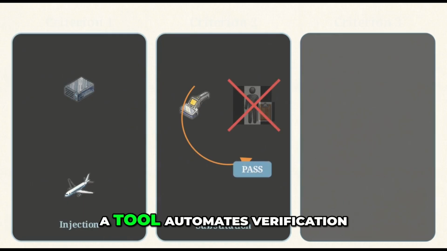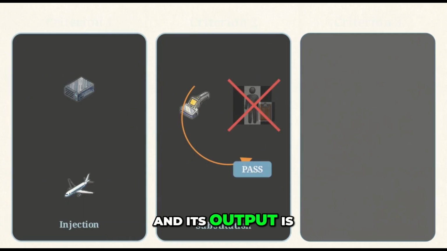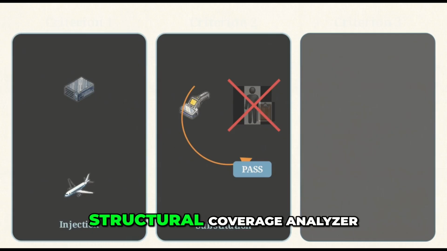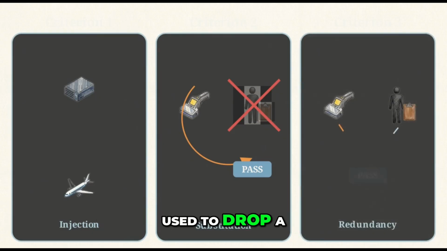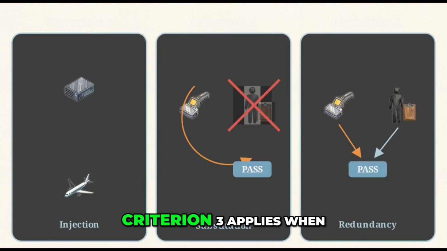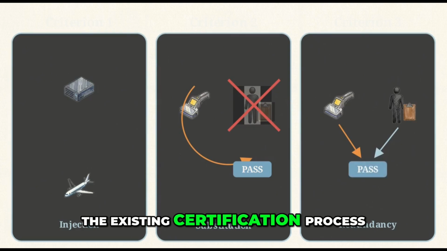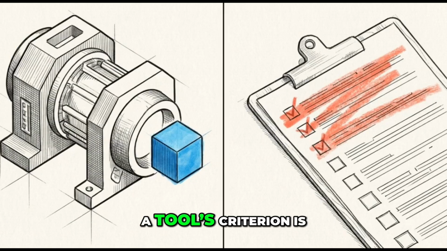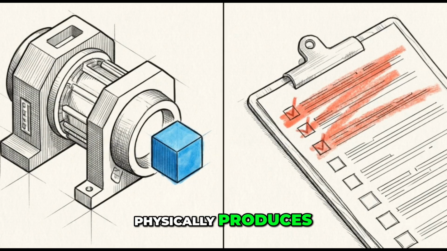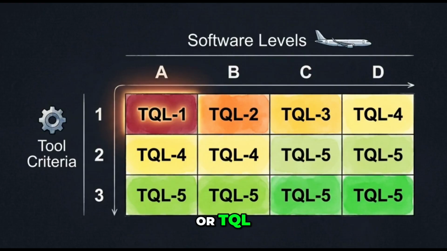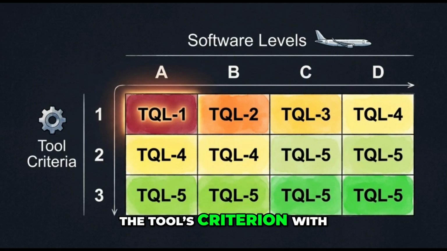Criterion 2 applies when a tool automates verification and its output is used to justify eliminating another manual process. An example is a structural coverage analyzer used to drop a manual code review. Criterion 3 applies when a tool automates verification but eliminates nothing from the existing certification process. In short, a tool's criterion is defined by what it physically produces, or which manual engineering steps it allows a team to skip. The required tool qualification level, or TQL, is derived by combining the tool's criterion with the software level of the target aircraft system.